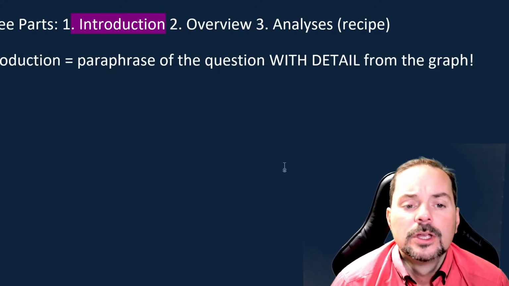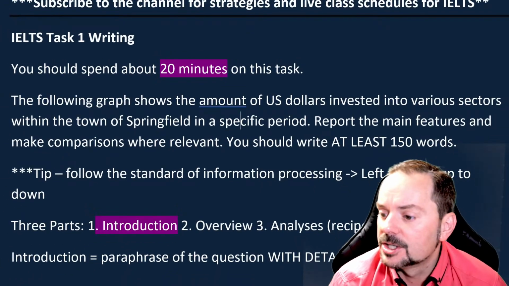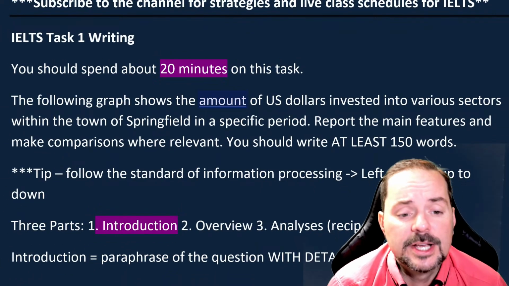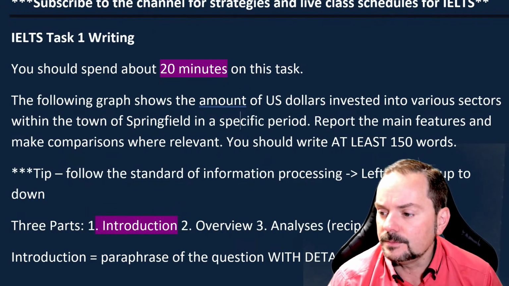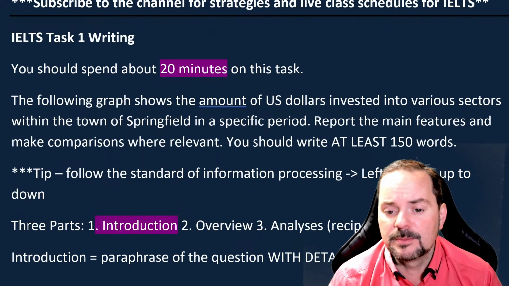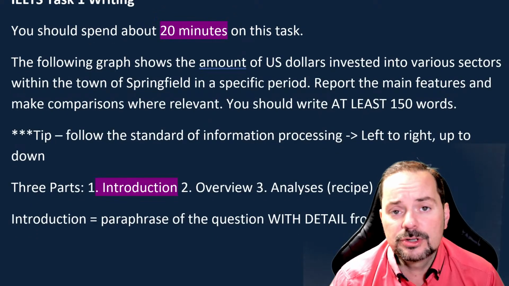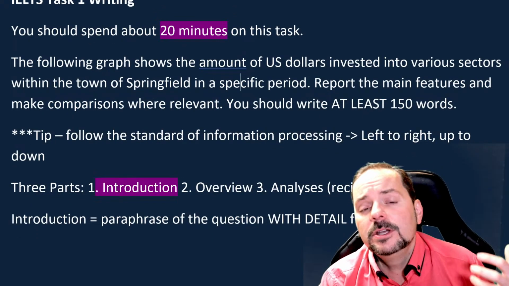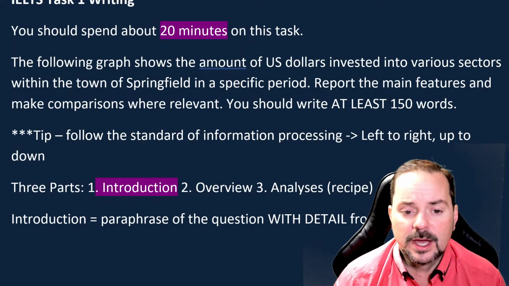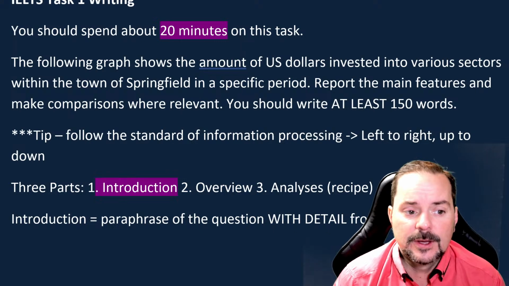Okay. So you look at the question, and I'm going to make it smaller. I know it's a little off screen now when I enlarge that, so no worries. Okay, so we're going to look at the question. Here is the question again. The following graph shows the amount of US dollars invested into various sectors within the town of Springfield in a specific period. Report the main features and make comparisons where relevant. Okay, so for the introduction, we need to be able to state this again using our own words, and using some information from the graph.